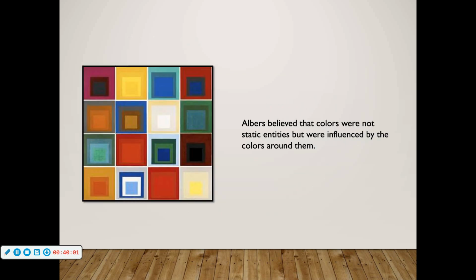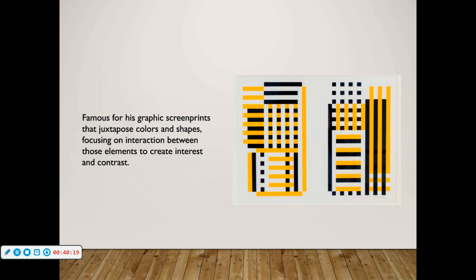Albers believed that colors were not static entities, but were influenced by the colors around them. So the way that we perceive color is not perceived just by knowing that this is the true color of this specific hue, chroma, and value. It is affected by also all the other colors around it. Famous for his graphic screen prints that juxtapose colors and shapes, he focused on the interaction between these elements to create interest and contrast. And in many ways, we see him as like the father of modern graphic design.